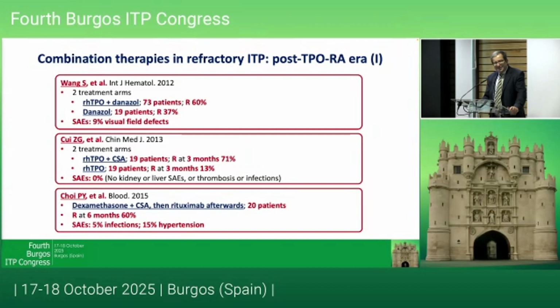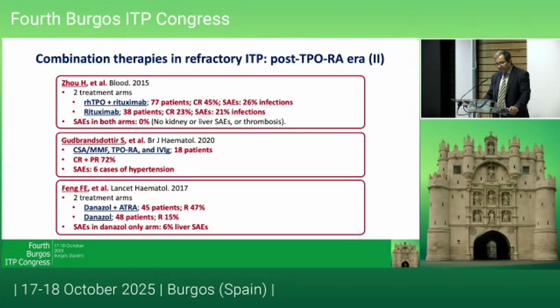When we already had the TPOs, we have these schemes. One published 2 treatment arms with a combination of rhTPO plus danazol versus danazol, with a very good advantage in terms of response for the combination. Qi combines rhTPO plus cyclosporine versus rhTPO, with the best results with the combination also. Choi combines dexamethasone plus cyclosporine and rituximab afterwards with an excellent response, 60%, and only 5% of infections and 15% of hypertension.